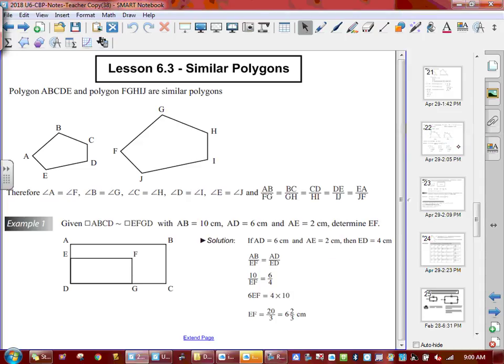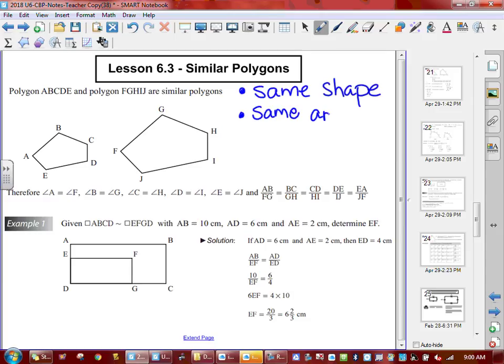Okay, this is Unit 6, Lesson 6.3, Similar Polygons. Something we have to remember, if things are similar, there's three things they need in common. First thing, same shape. So we can't compare a triangle to a square. So it has to be the same shape. They have to have the same angles on the inside. So all the angles are identical no matter what the size is.